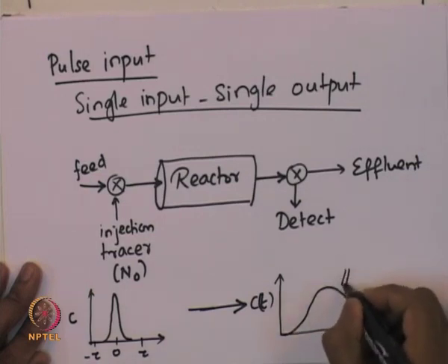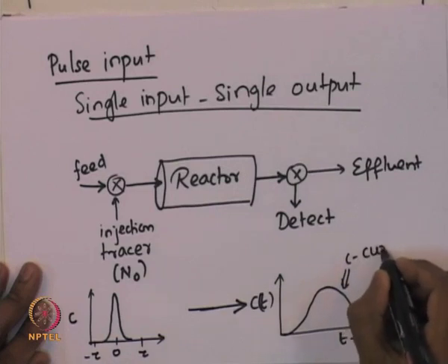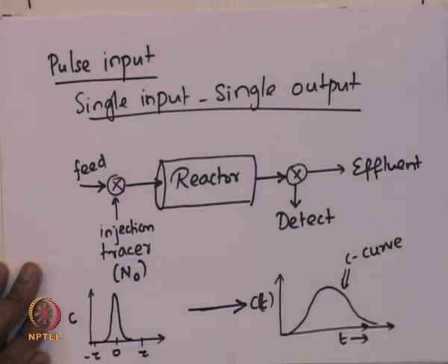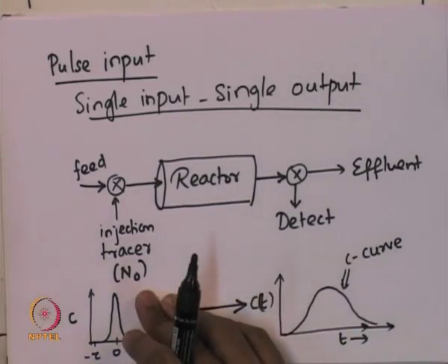This kind of curve is what is called a C curve in residence time literature. So, the concentration of the tracer as a function of time is what is called the C curve. Now suppose such is the system, the question is how do we find this concentration curve. So, how do we find this?